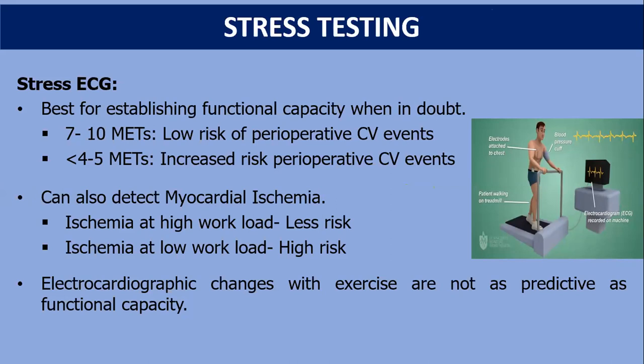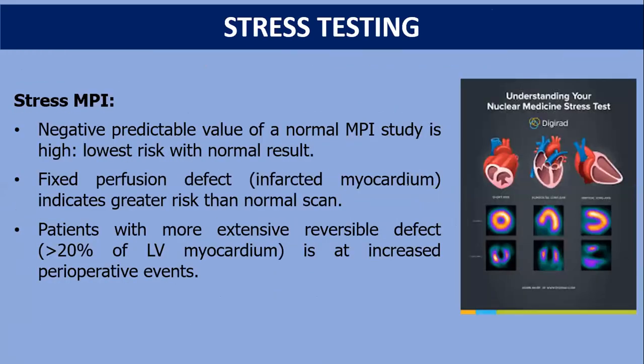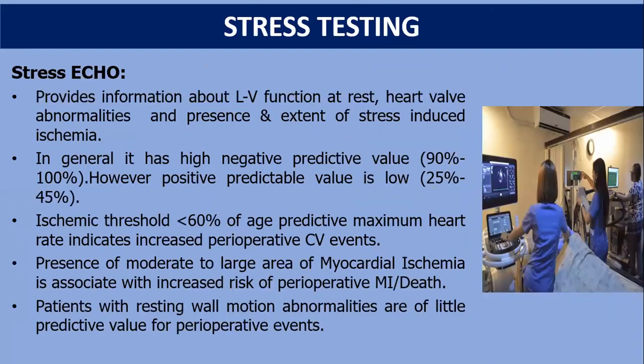It can also detect myocardial ischemia; when it is detected at low workload, there is high risk of perioperative outcome. If it is detected at high workload, there is less perisurgical cardiovascular complication. And one important thing: electrocardiographic changes with exercise are not as predictive as functional capacity, so it should be kept in mind. This is a recommendation. Stress MPI or stress PET tests have strong negative predictive value. A fixed perfusion defect increases risk more than a normal scan. And in a patient with a more extensive moderate to severe reversible defect, involving more than 20% of the myocardium, there is a greater chance of development of perioperative cardiovascular adverse events.